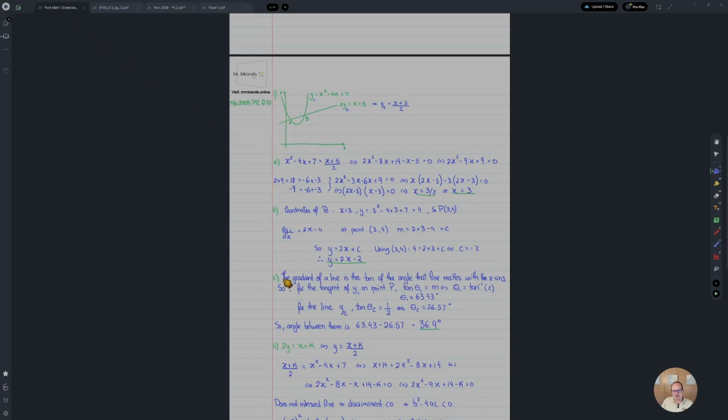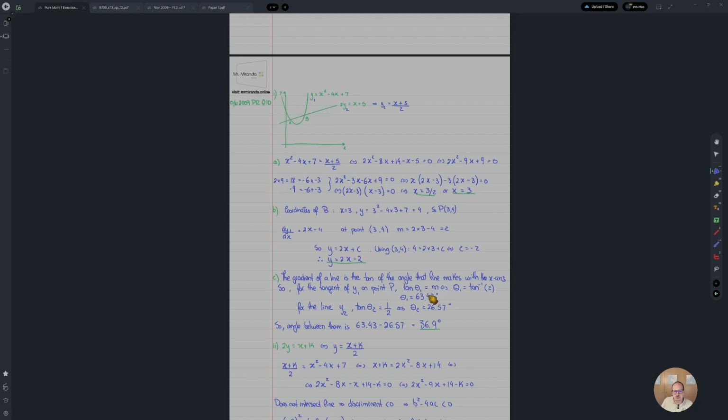That's what I did over here. The gradient of a line is the tangent of the angle that the line makes with the x-axis. So for y1, again the curve, at point P, the tangent of that angle is going to be equal to the gradient, right? Which means that the angle itself is tan⁻¹ of the gradient, which was 2, as we saw before, right? Here you have it. So the angle is 63.43.